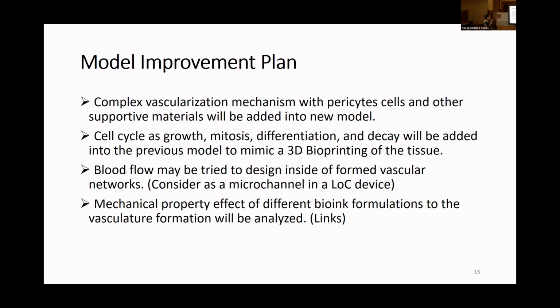And also, since I am working on the bioink formulation from different materials like collagen, gelatin, and so on, I would like to work on the links more to see the mechanical behavior change, because the mechanical behavior of the bioink will change the cell's viability and the vascularization formation. So I would like to work on the links to see the mechanical property effects as well.